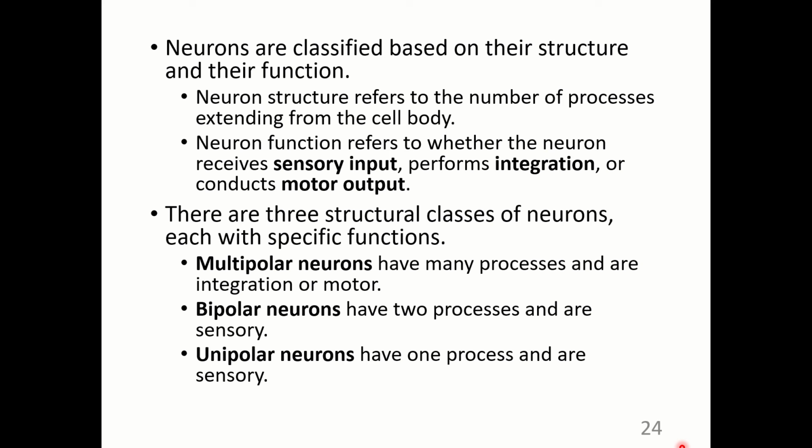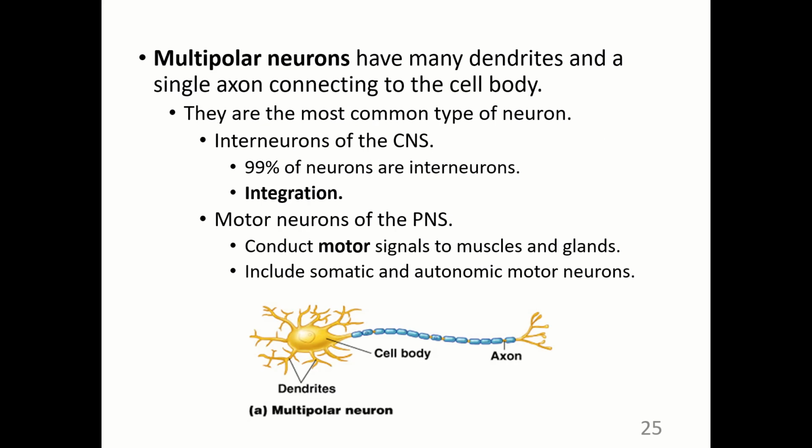Multipolar neurons have many processes and are integration or motor in their function. Bipolar neurons have 2 processes and are sensory in their function. Unipolar neurons have 1 process and are sensory in their function. Multipolar neurons have many dendrites and a single axon connecting to the cell body. They are the most common type of neuron.